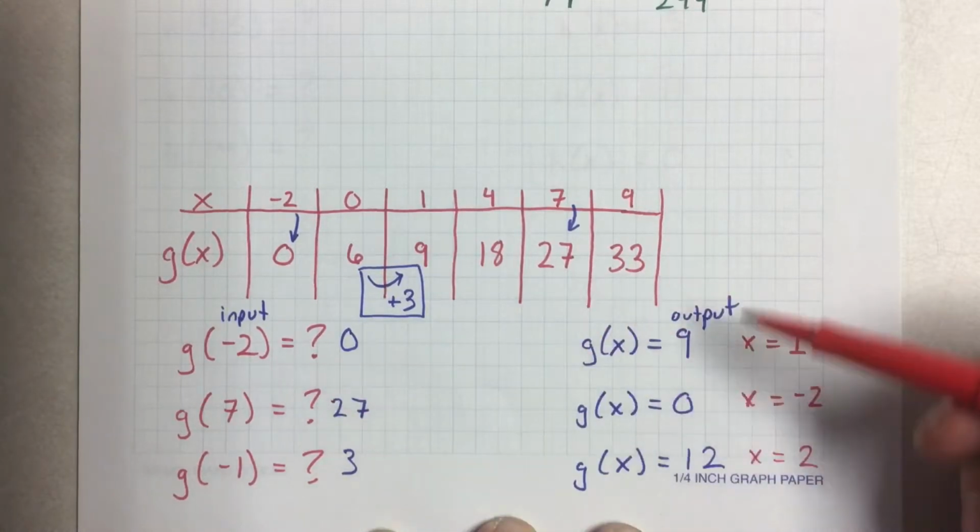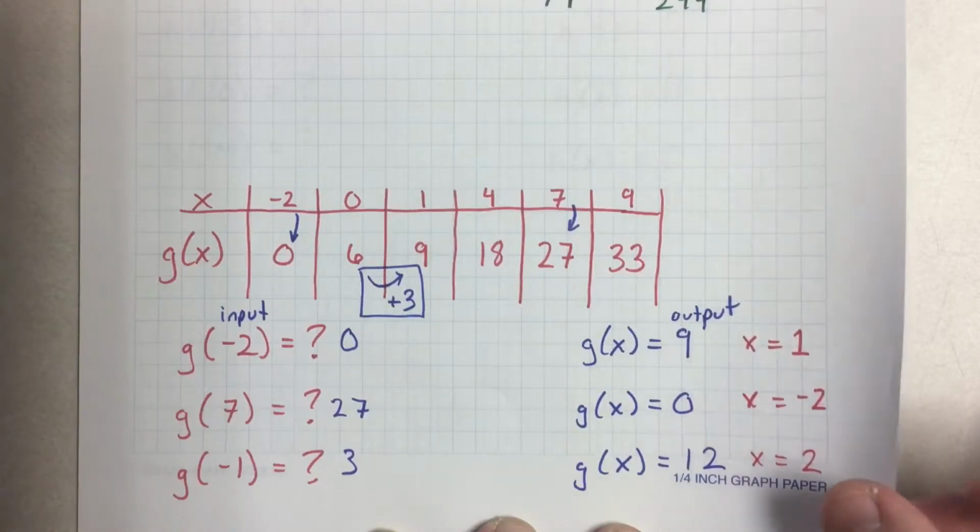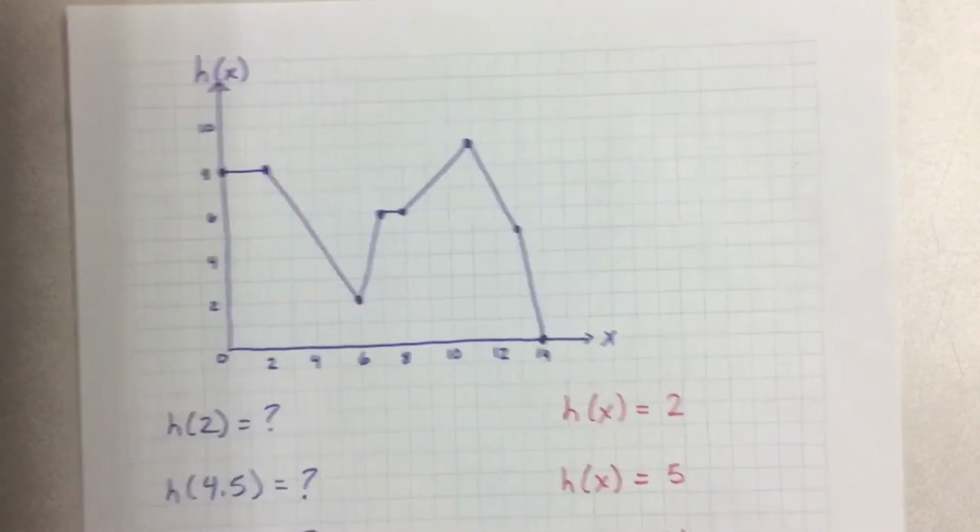So with each of these, you're just looking at a different portion of the graph and moving to the other side. So that's looking at tables. So what about looking at a graph?